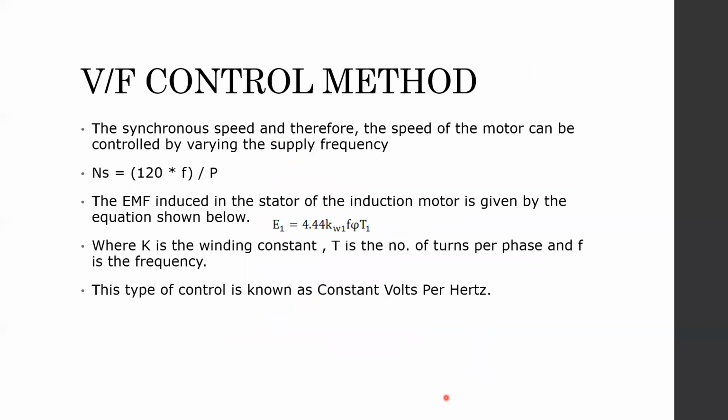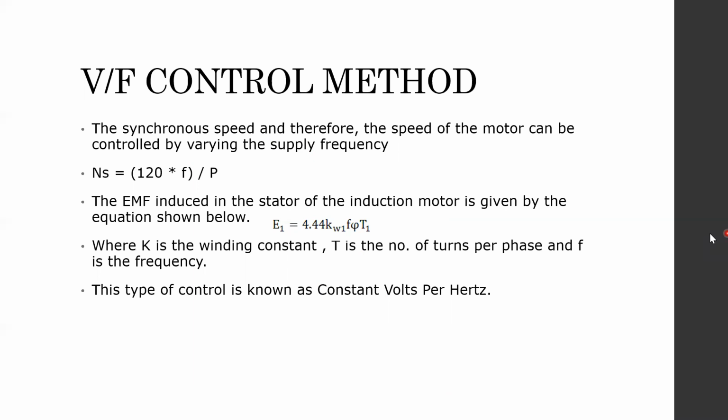Next, we are going to see the V by F control method. We know the formula of synchronous speed as N equal to 120 F by P. The EMF induced in the stator of an induction motor is also given as E1 equal to 4.44 K f phi T1, where K is the winding constant, T is the number of turns, and f is the frequency. Now, if we change frequency, synchronous speed changes. But with a decrease in frequency, flux will increase. And this change in value of flux causes saturation of rotor and stator cores, which will further cause an increase in no load current of the motor.